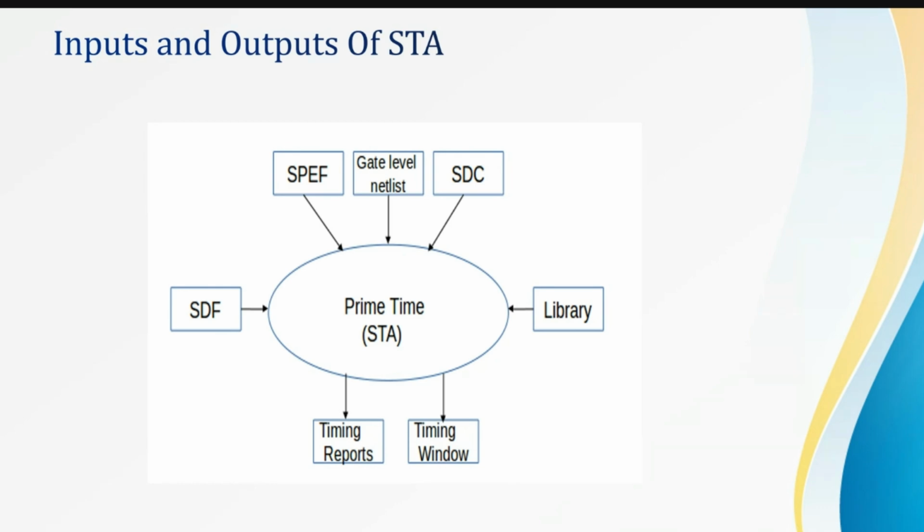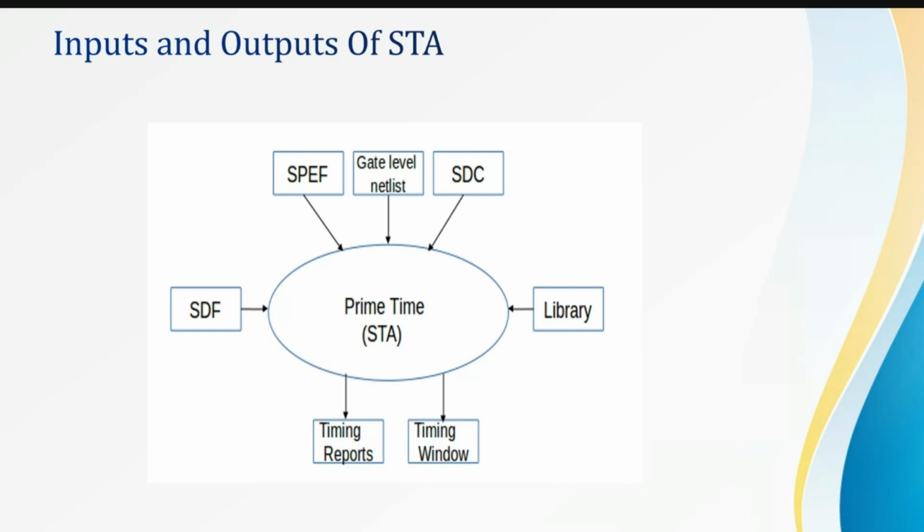The output will be the timing reports as well as the timing window. Once you run PT, you will get the timing reports. There you can see whether the timing has met or been violated. If it is violated, you have to fix that. So the inputs are nothing but the library, SDC, LEF, DEF, SPEF.